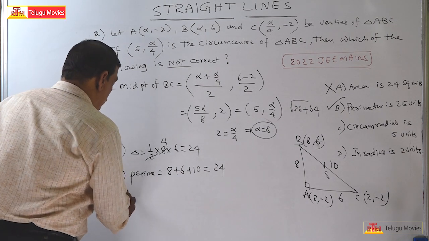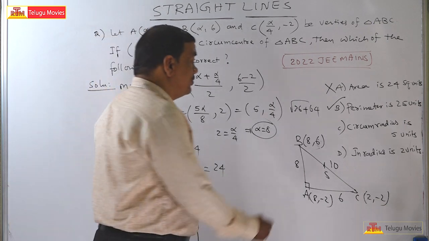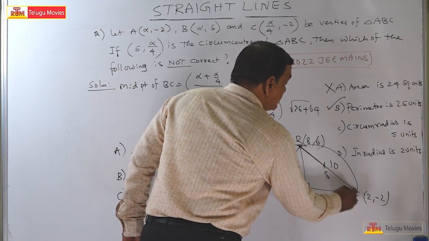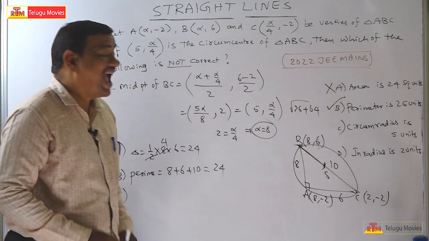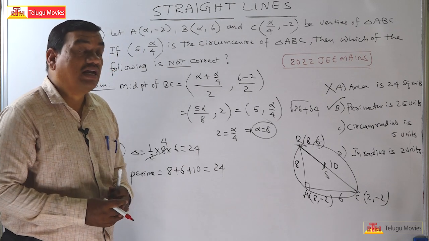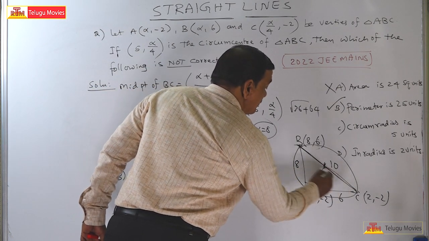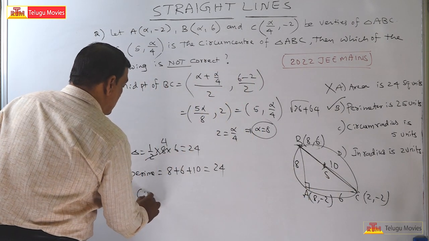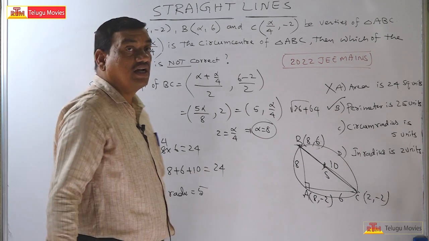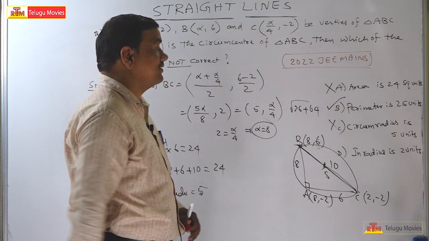Let us see the circumradius. Circumradius means, if you draw the circumcircle, this hypotenuse will act as the diameter of the circumcircle. Therefore, the circumradius is equal to 5. So circumradius is equal to 5. So this is also not your required answer, because that is correct.